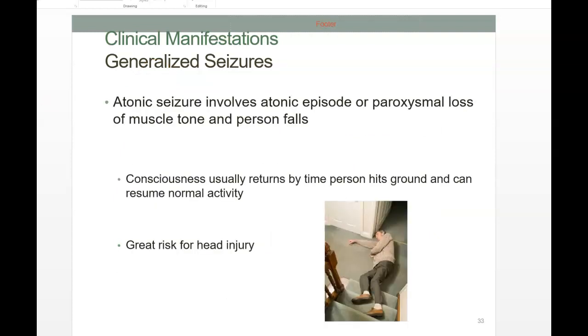Atonic seizures involve episodes of paroxysmal loss of muscle tone, and the person falls. So what happens is the muscle just loses complete tone. A person falls, and by the time they hit the ground, consciousness usually returns, and they can resume normal activity. However, these patients are at greatest risk for head injury.